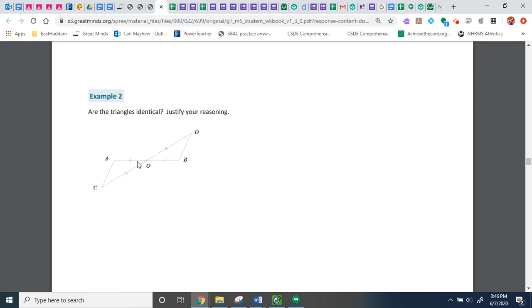Those two angles are vertical. And what we know about vertical angles is that they are congruent, so they have the same measure. Therefore, we have a side, then an angle, and a side. And on the other triangle, we have a side, then an angle, then a side.